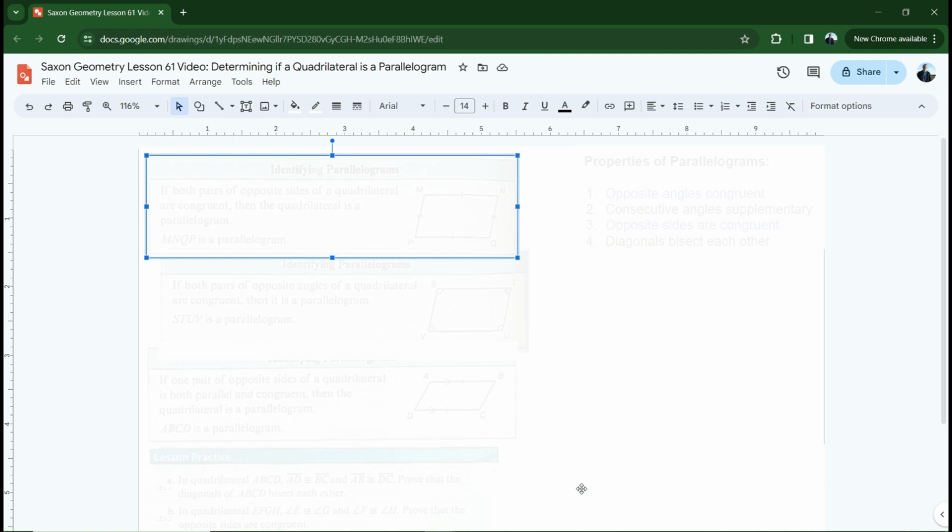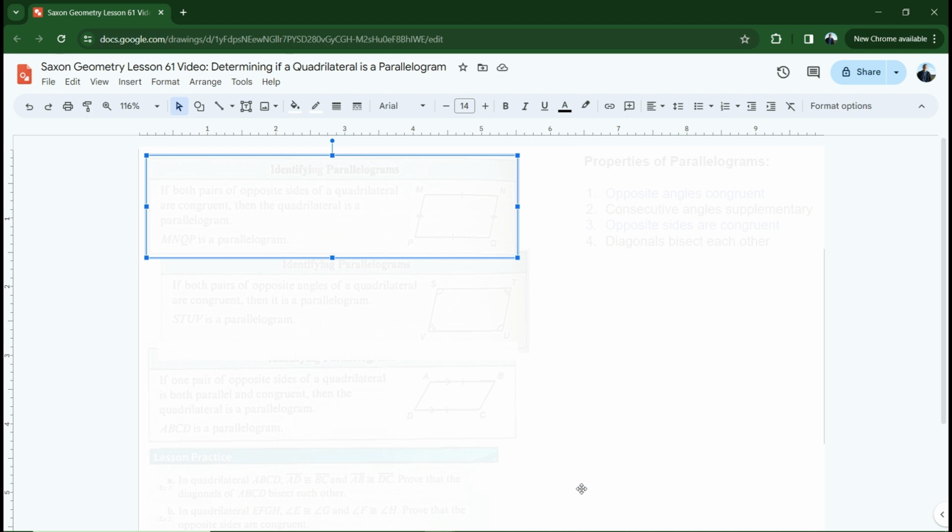Hey, geometry students. In this lesson, we are going to be learning about parallelograms. And actually, this is the second lesson of the year where we're going to be learning about parallelograms. You may remember, probably not, but you might remember way back in lesson 34, we learned about the properties of parallelograms. In this lesson, we're going to be learning about identifying parallelograms, determining, proving that a quadrilateral is a parallelogram.